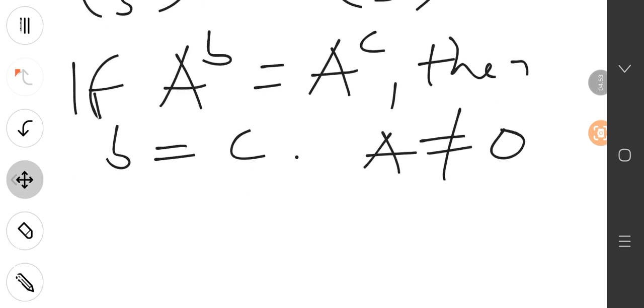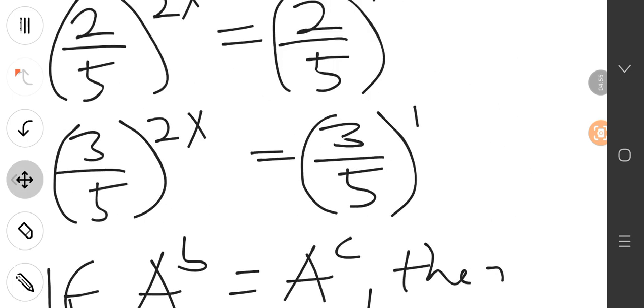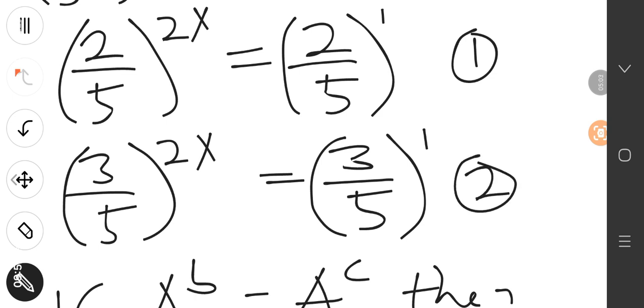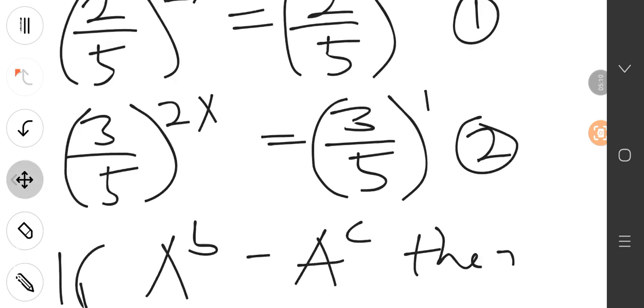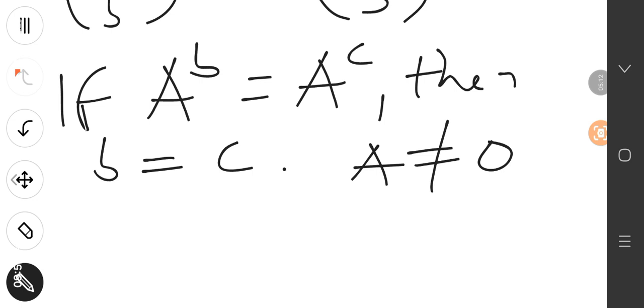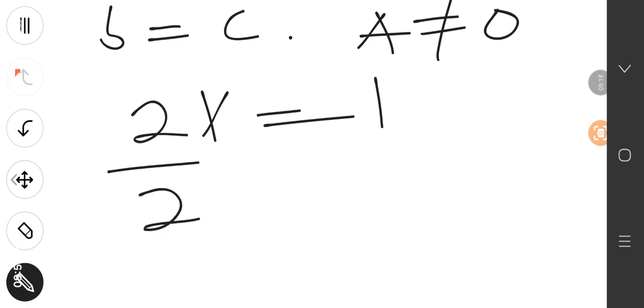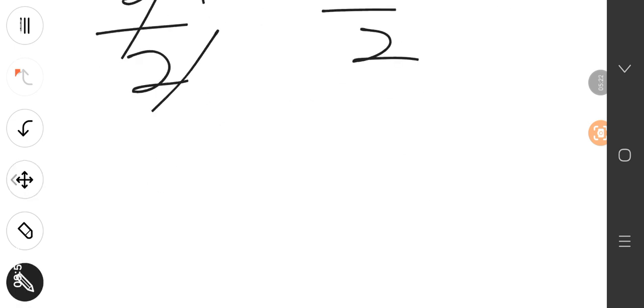Therefore, we can use any of the equations we have here to find our value for x. You can call this equation 1 and this equation 2. So you can use equation 1 to find x or use equation 2 to find x. Let's use equation 1. From equation 1, we can say 2x equals 1. So you divide here by 2, here by 2. So x equals half.